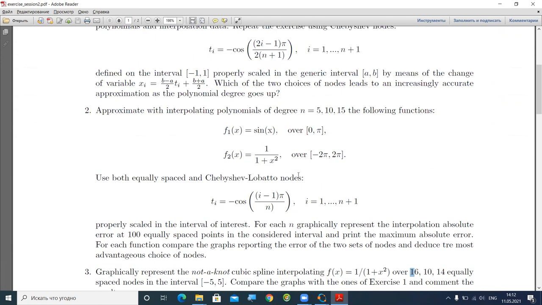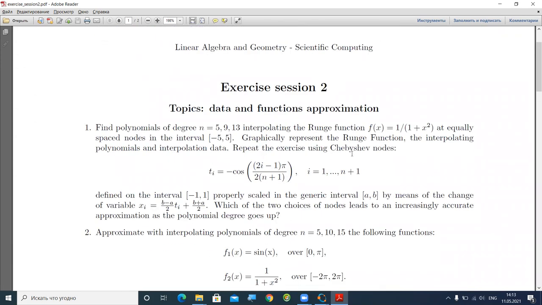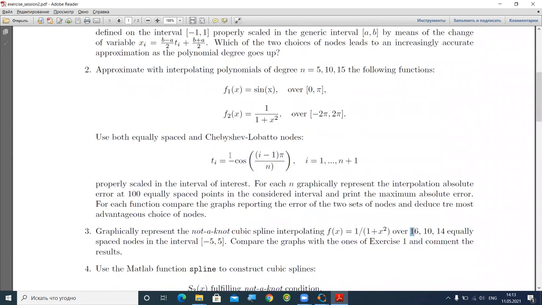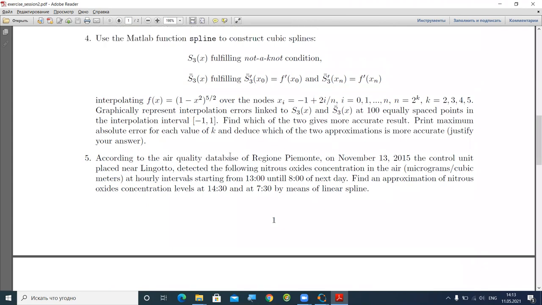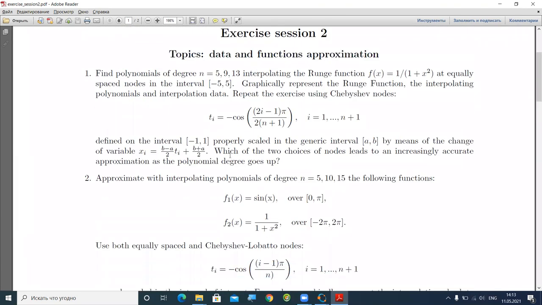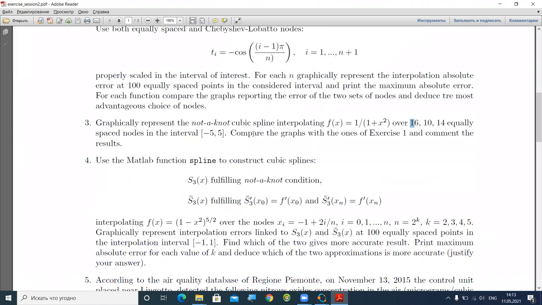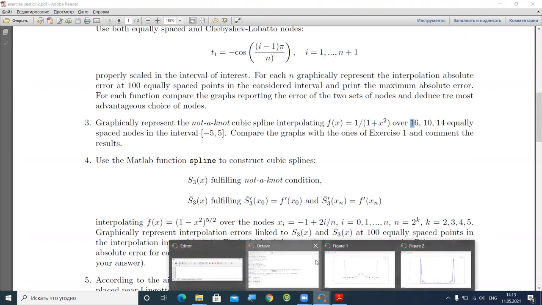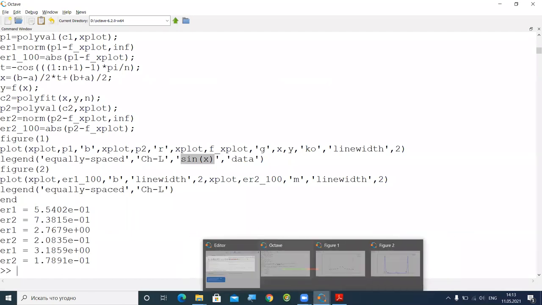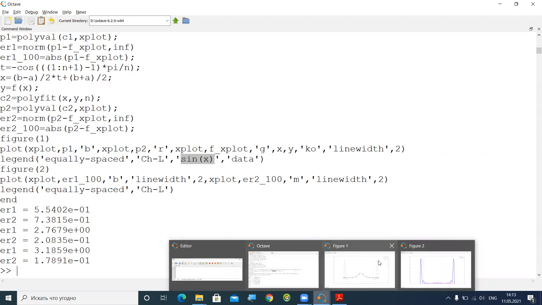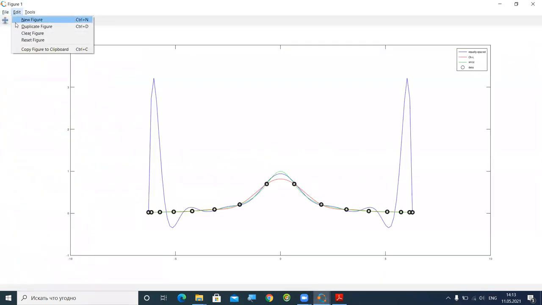Okay, so here we have the graph from exercise 1, for equally spaced nodes, we saved it. So now let's continue and do cubic spline interpolating here. To do this cubic spline interpolating, we have the special command spline, which was considered in the lecture. So now let's begin with this example. Let me close the other ones and save, just a second.